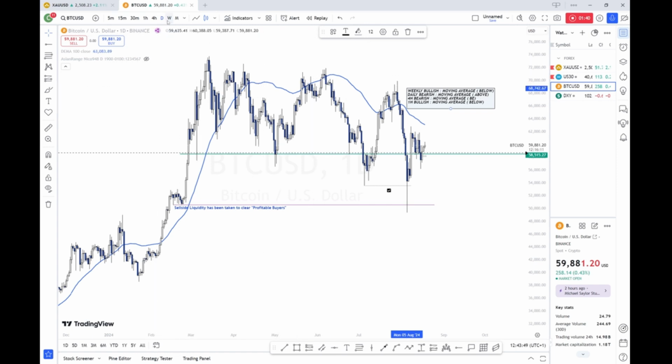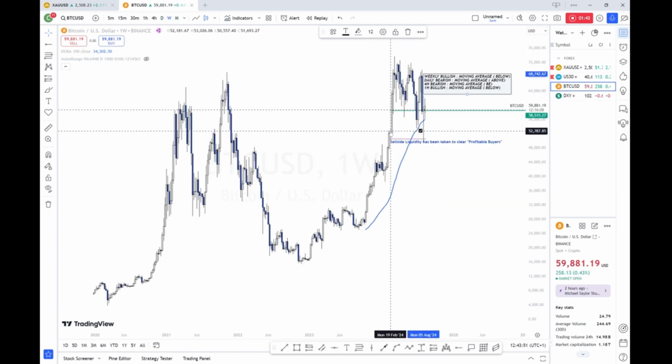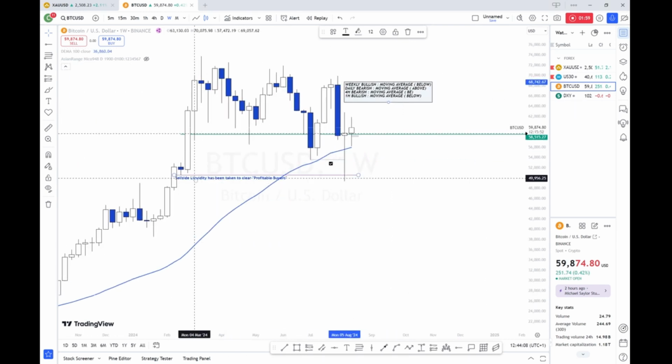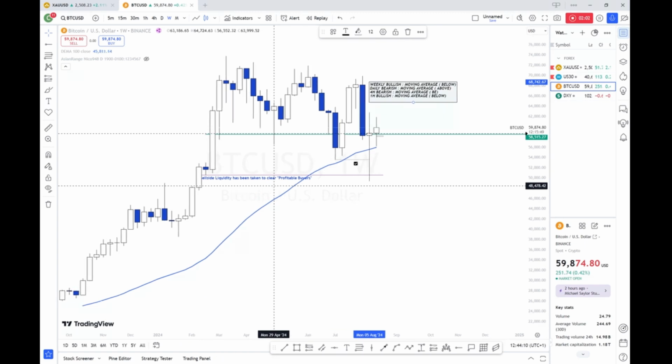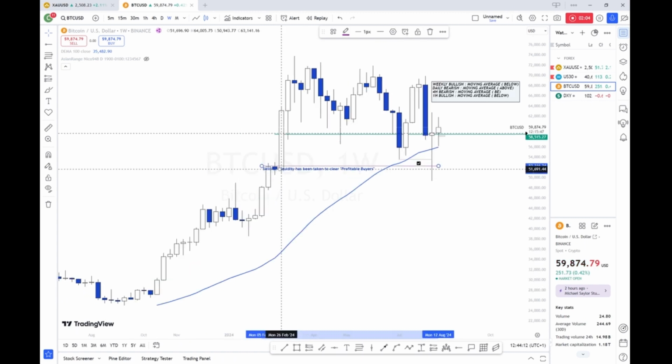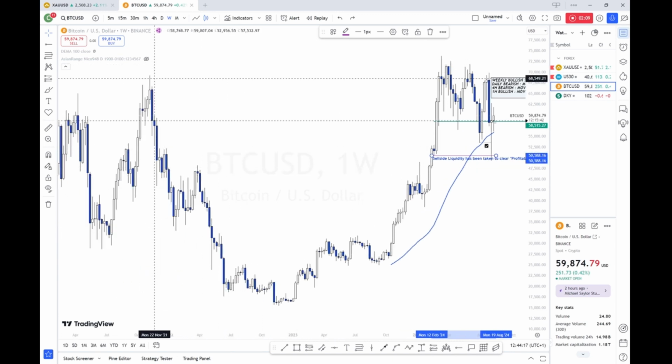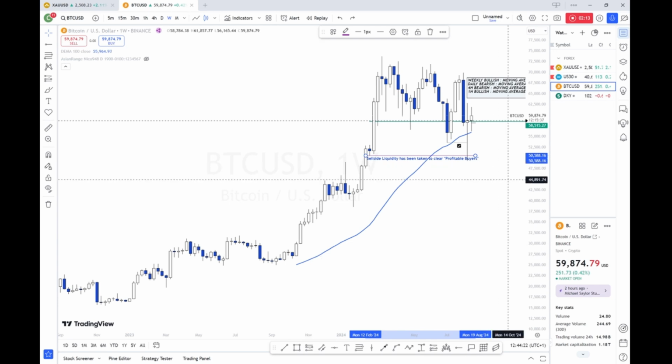Remember, we have a weekly demand zone. This is a weekly demand zone. And this is a very strong low because this low took out this high. So now immediately price got to this zone. Although it took out the low, that's why I wrote here, sell liquidity has been taken to clear a profitable bias, because these guys were responsible for taking out this strong high here. So of course liquidity is resting below here.